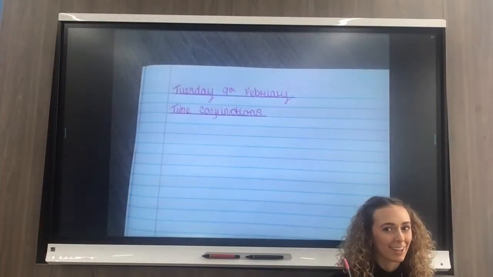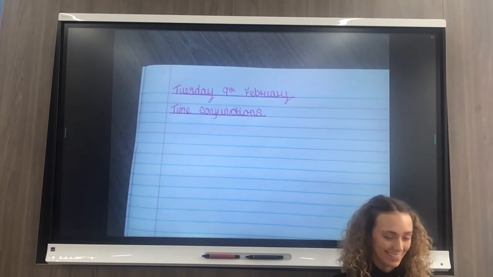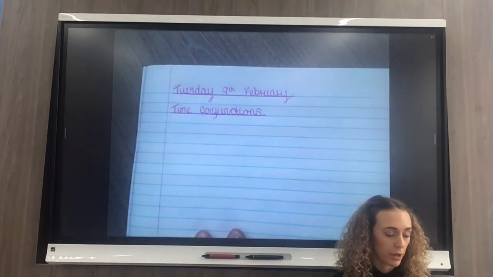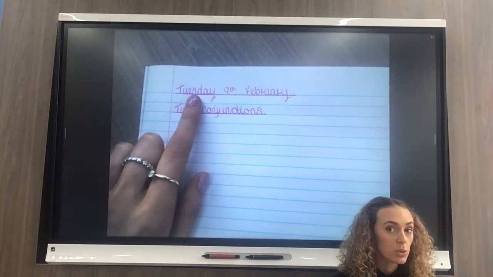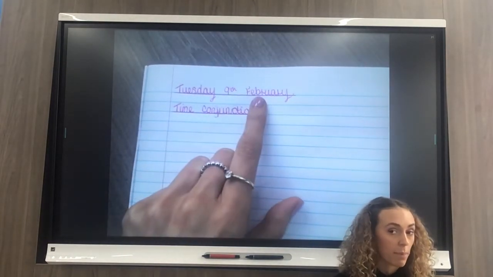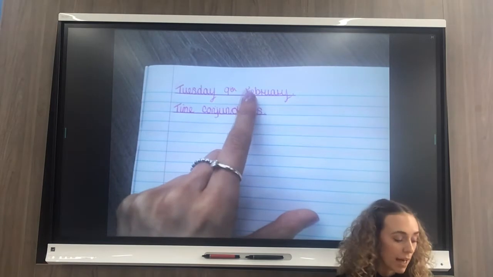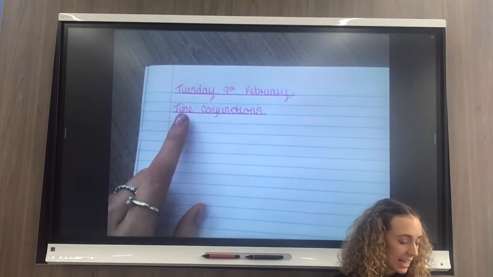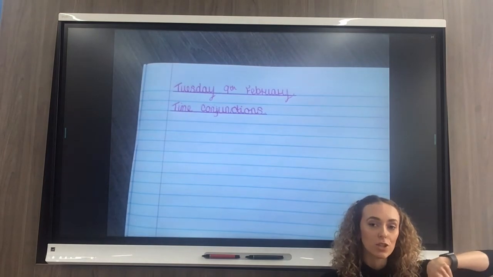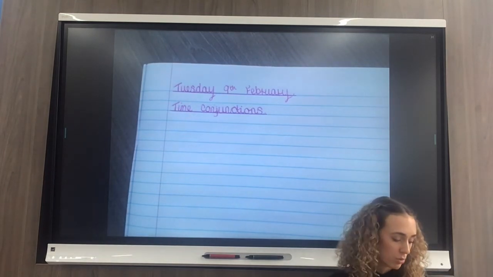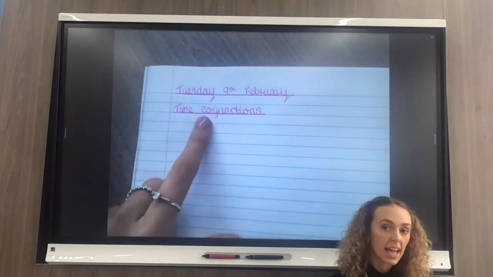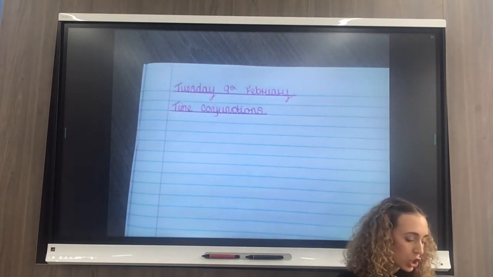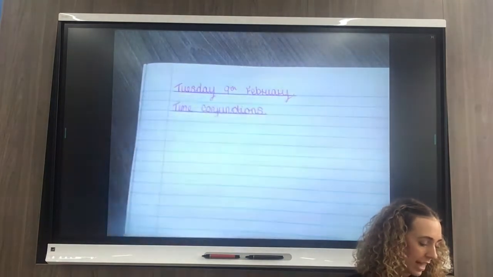Just like magic again, Year 3, I have appeared in my seat. Okay, so I have found the next clean page in my purple book and I have written Tuesday, the 9th of February, spelt like February. And for my title today, I have written time conjunctions because that is what we are learning about today. And I have used a capital letter for both of my words. And I have used my ruler to underline them carefully.